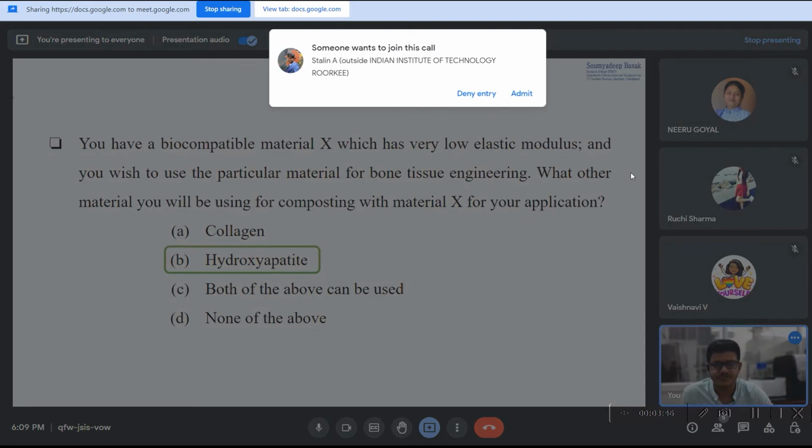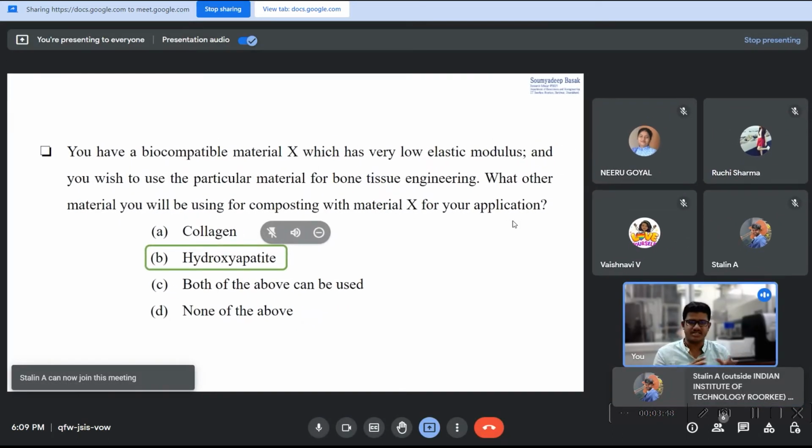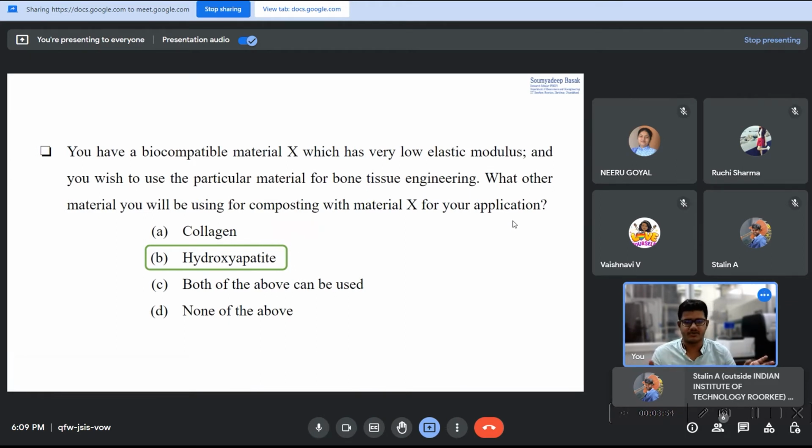Whenever the question mentions the kind of material, whether it is low elastic modulus or high elastic modulus. If it says very high elastic modulus, it is a brittle material, so you can't use it as a bone graft. What we can do is composite it with collagen, or mix it with something that will decrease its elastic modulus to an applicable range. That's how we can engineer this kind of bone graft. This is just a revolved around question.